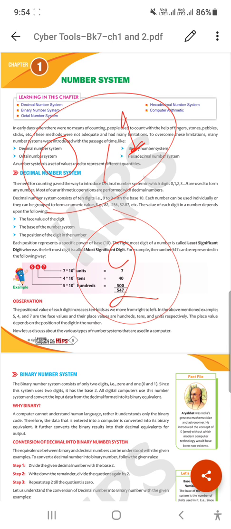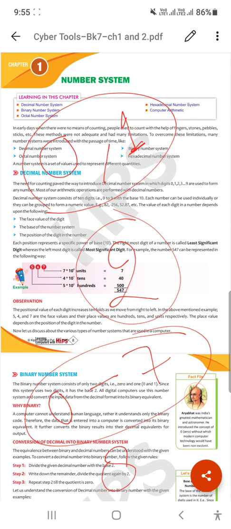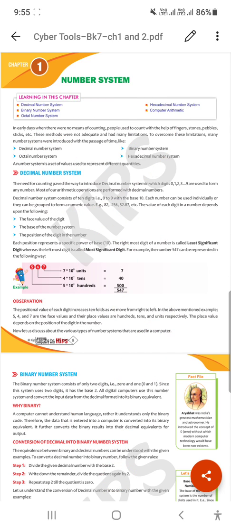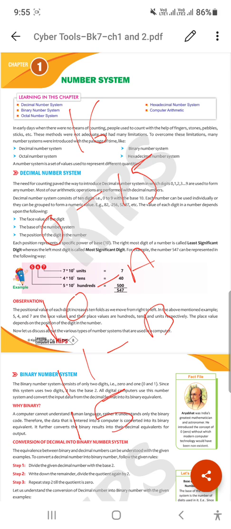And in octal, there are 0 to 7, a total of 8 different digits. So the base of the octal number system is 8, right? Same in hexadecimal. Hexadecimal means 16, so there are a total of 16 different digits, 0 to 15, right? But after 9, 10 would be A, 11 would be B, and so on. 15 would be F. The base of the hexadecimal number system is 16.